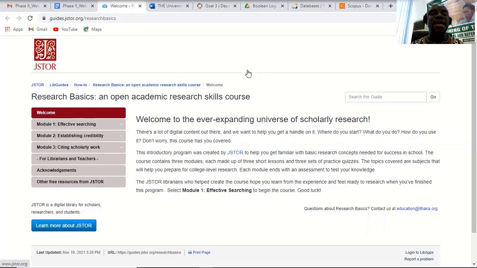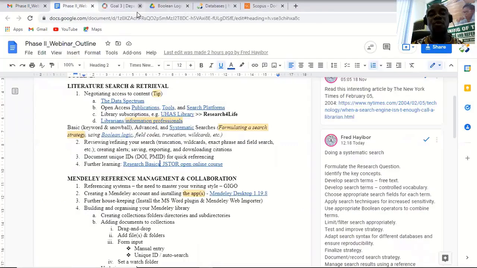So please try and get this particular course also done in order to finalize or hone your knowledge and skills on searching for the scientific or research literature.